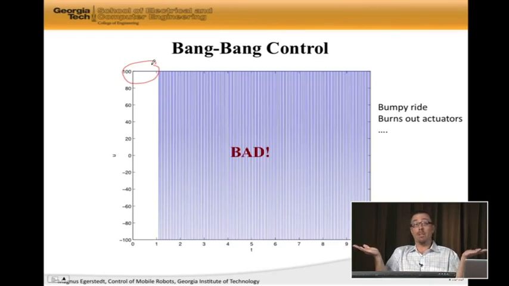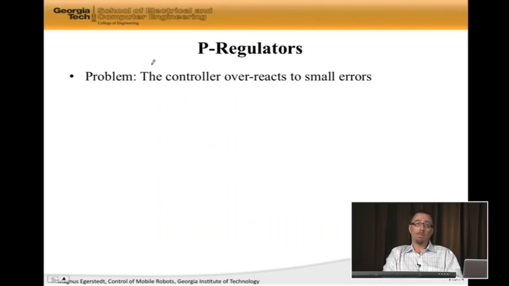We're also burning out the actuators. We're asking the car to respond extremely aggressively, and for no good reason. I mean, we're basically doing a lot of work when we're very close to perfect. So this is actually not a particularly good control design. And the problem is exactly this overreaction to small errors. Even though the error is tiny, as long as it's positive, we're slamming the gas as hard as we can. So we somehow need to change this design.